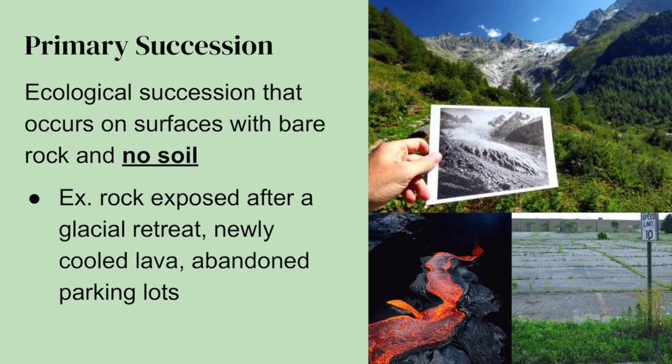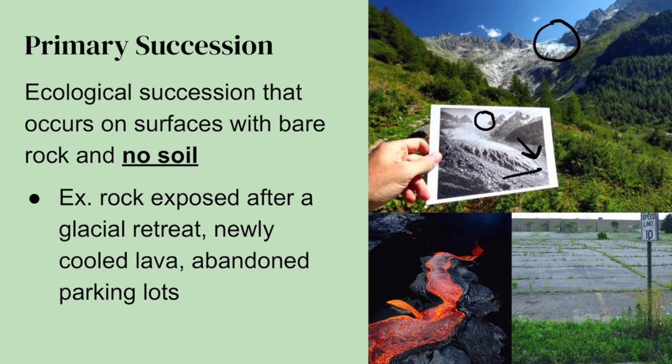What's really cool about this upper right photo is you can see in the past we had this glacier that extended really far into this valley, whereas now that glacier really only exists in the upper portion, which would be this portion of the photo. So you can see that as the glacier has retreated, it's exposed new rock, which will eventually undergo this primary succession process.